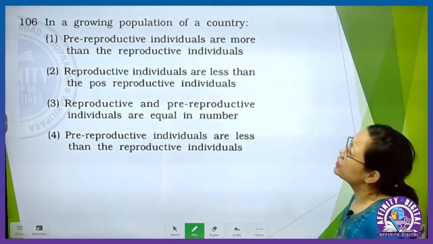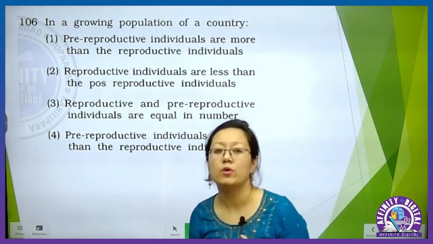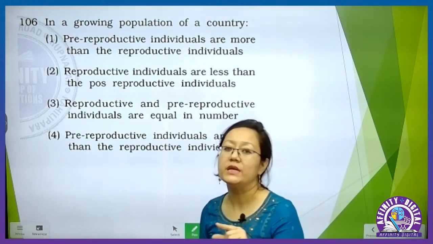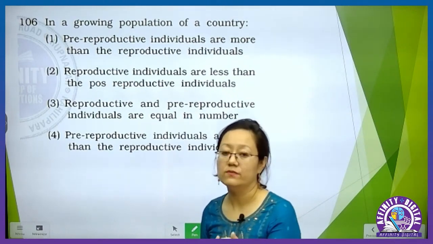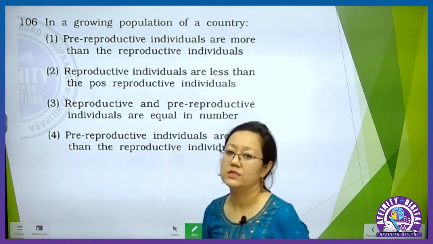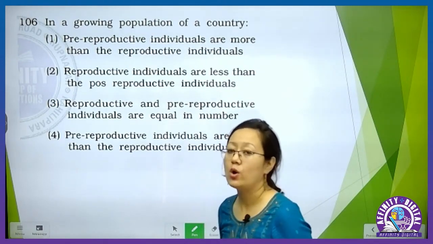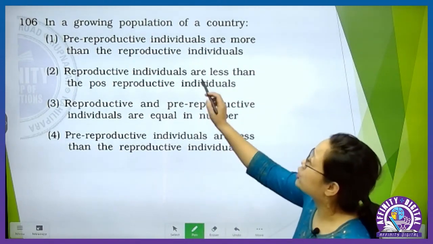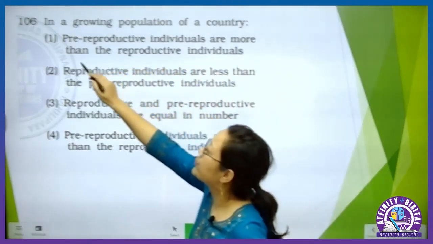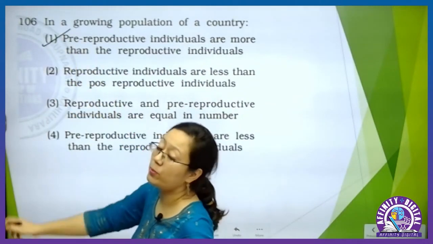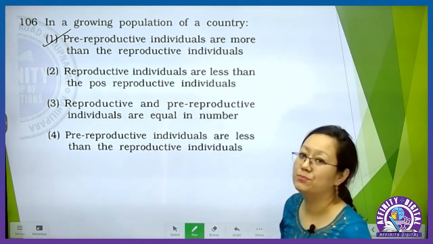In a growing population of a country, if a population is growing or expanding, obviously the pre-reproductive individuals will be maximum. Then comes the reproductive individuals, then the post-reproductive individuals, which will have a triangular age pyramid structure or expanding population. That is why the answer will be pre-reproductive individuals are more than the reproductive individuals. A growing population always will have pre-reproductive individuals maximum.